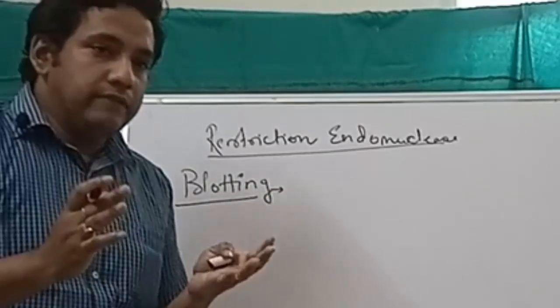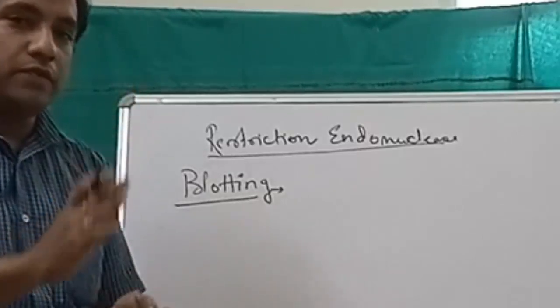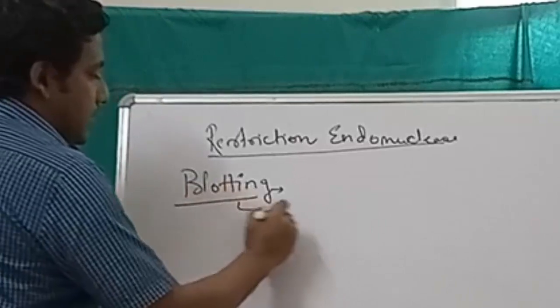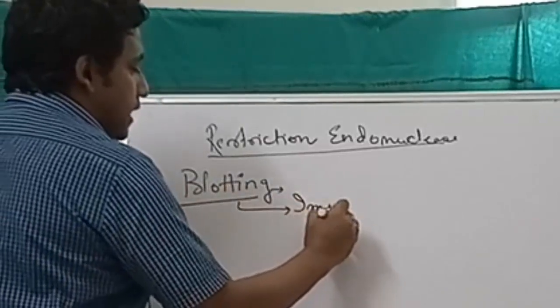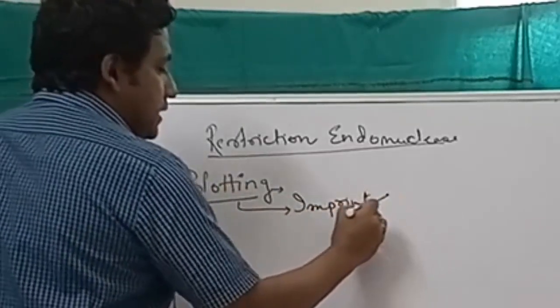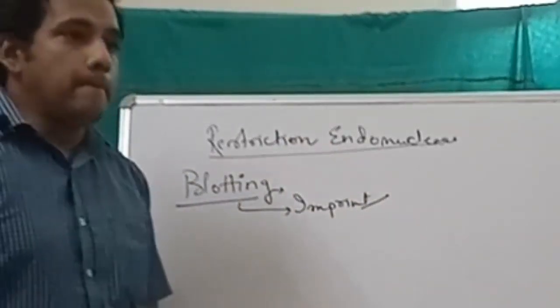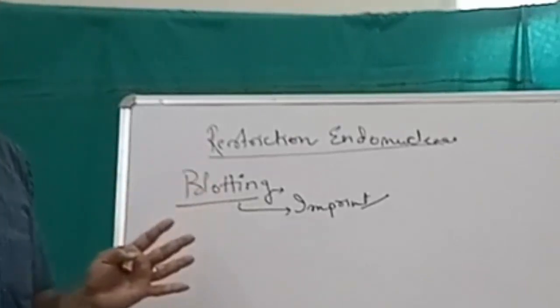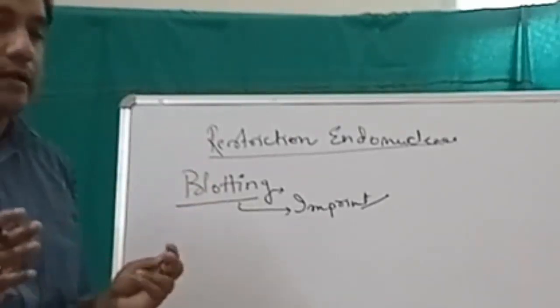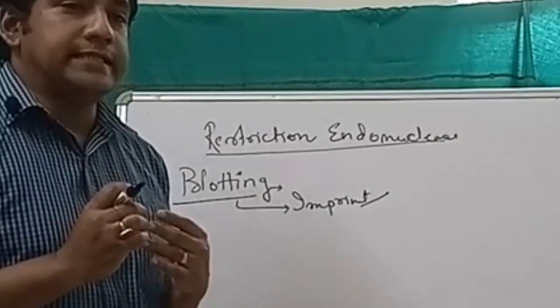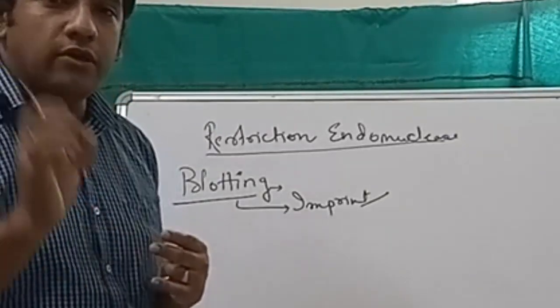Blotting itself means that when we are blotting something, we are taking an imprint, isn't it? So just keep that in mind, that we are taking an imprint. How we are taking an imprint, we'll discuss gradually once we cover the entire technique. The entire system of molecular biology techniques is governed by the desire to find the gene of interest, isn't it?